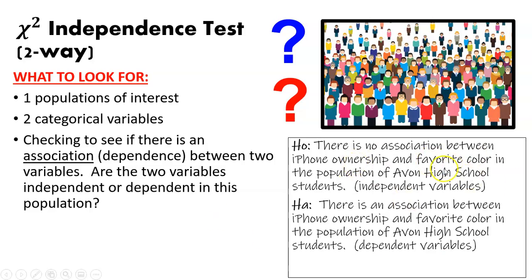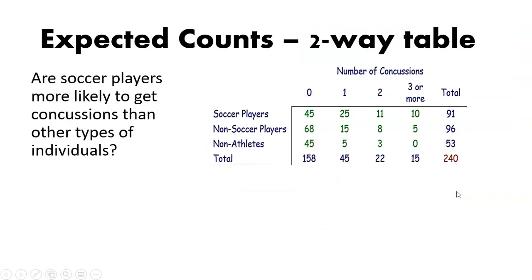For example, there's no association, they're not connected, they are independent between iPhone ownership and favorite color in the population of Avon High School students. Or maybe there is an association. If there is an association, we would expect those variables to be dependent. And if there's no association, we would expect those variables to be independent. Now, mathematically, in order to be able to do a chi-squared test for homogeneity or for independence, you've got to be able to calculate expected counts from a two-way table.